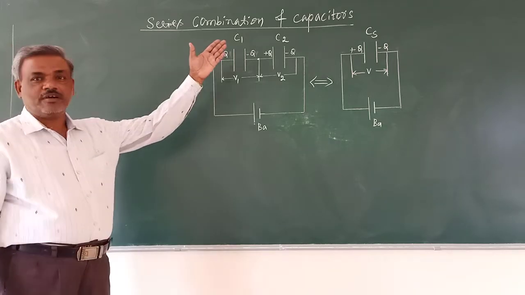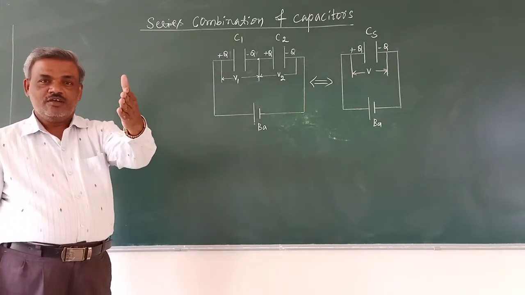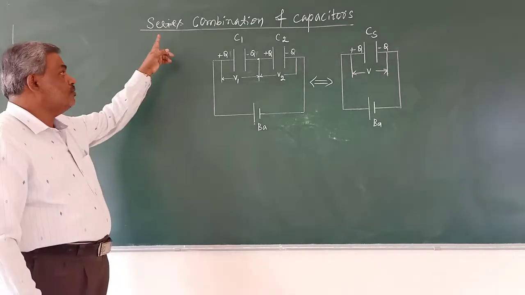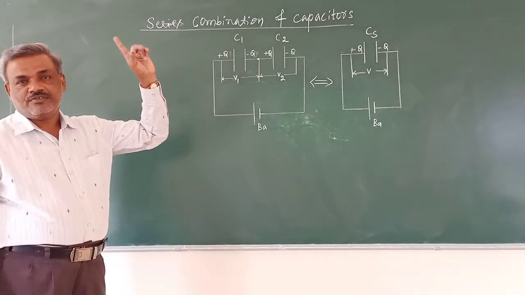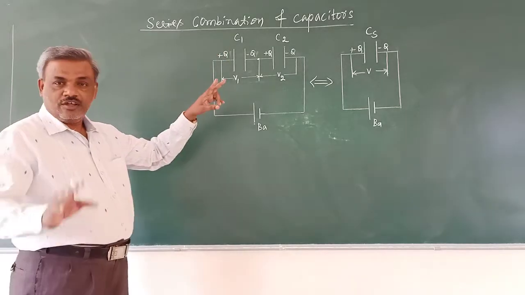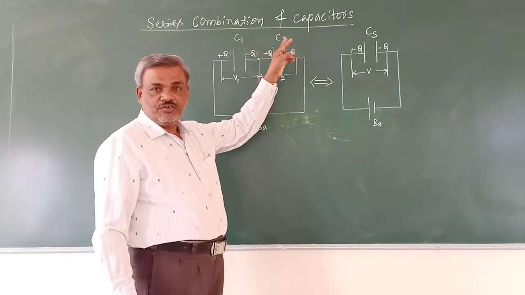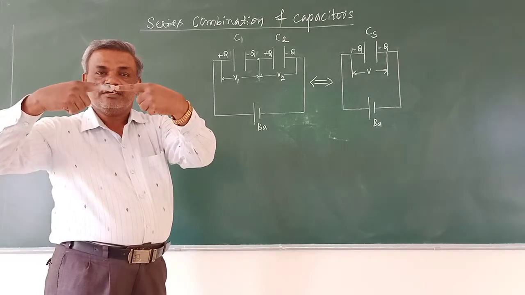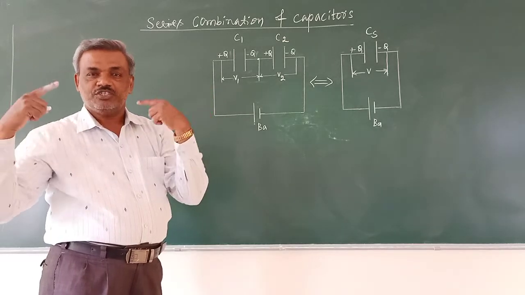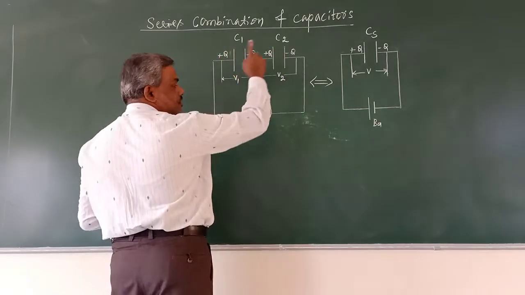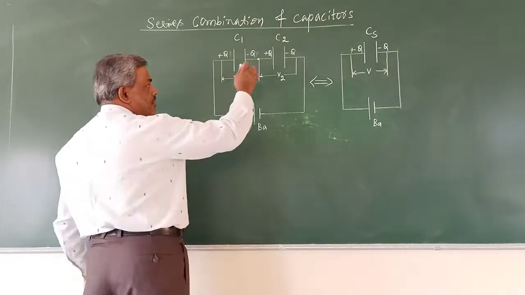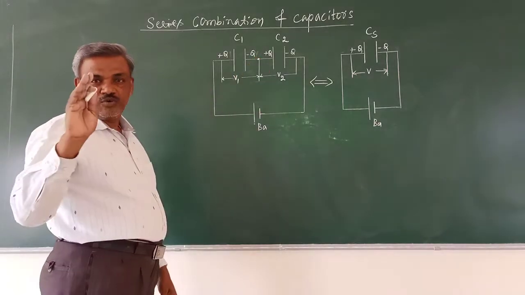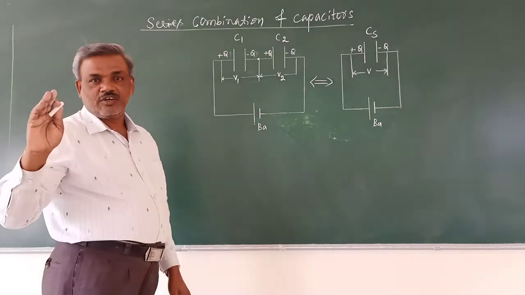Now, series combination of capacitors. This is a 3 marks question: derive an expression for effective or equivalent capacitance of two capacitors connected in series. So this is a series combination. Now we have two capacitors, C1 and C2, connected from one end to the other end. Such a combination is called a series combination. This combination is connected to a battery. Battery is a source of EMF, or a group of cells is called a battery.